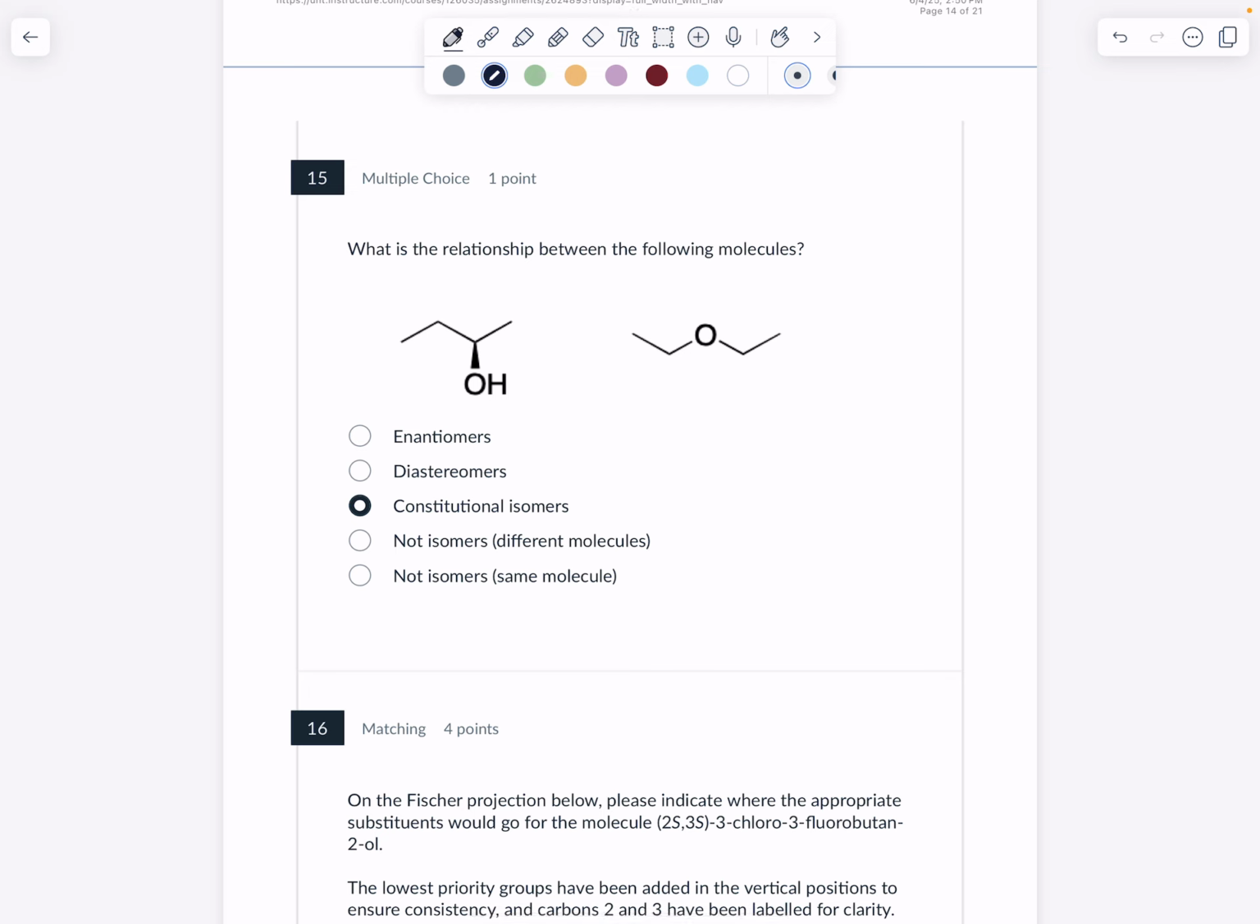Okay. What is the relationship between the following two molecules? So this kind of goes back all the way to what we started with, which is, are they totally different molecules? Are they isomers? Are they the same molecules? So we have carbon, oxygen, and hydrogen. Let's just see how many of each of these we have. 4 carbons on this one. 4 carbons on that one. 1 oxygen on each of these.